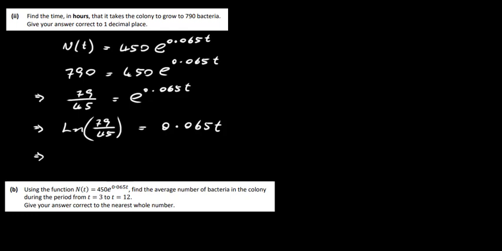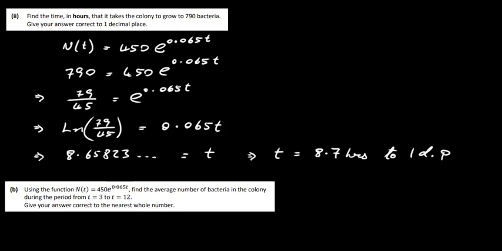So if you divide the left hand side by 0.065, you'll get 8.65823, and so on. It goes on for a while, and then we get t on the right hand side. Now we're asked to give your answer correct to one decimal place, so that just means t then is going to be equal to 8.7 hours, and that's to one decimal place. Okay, so that's part 2.